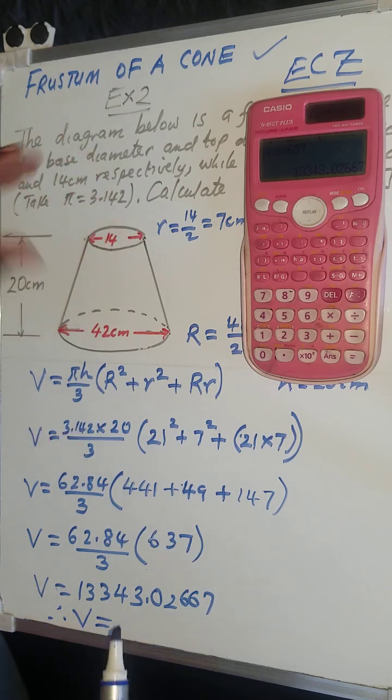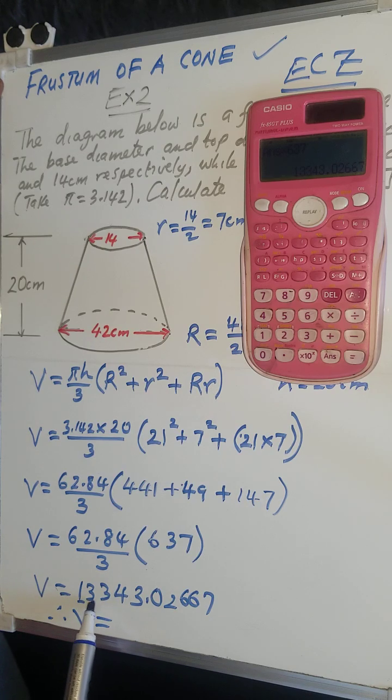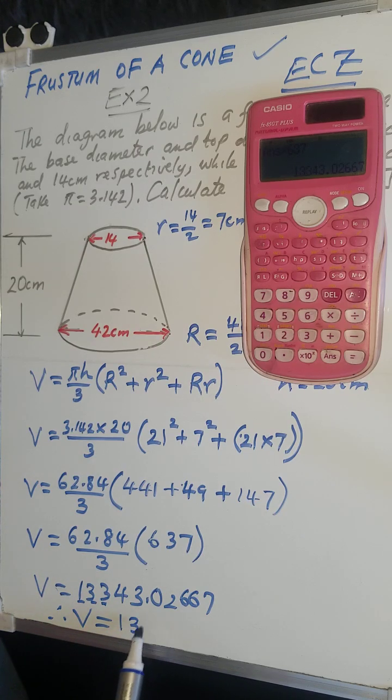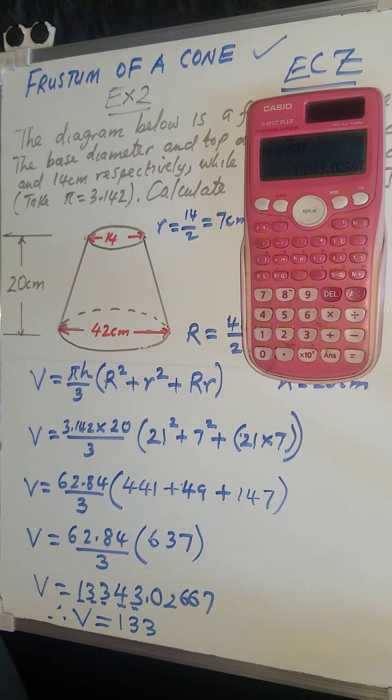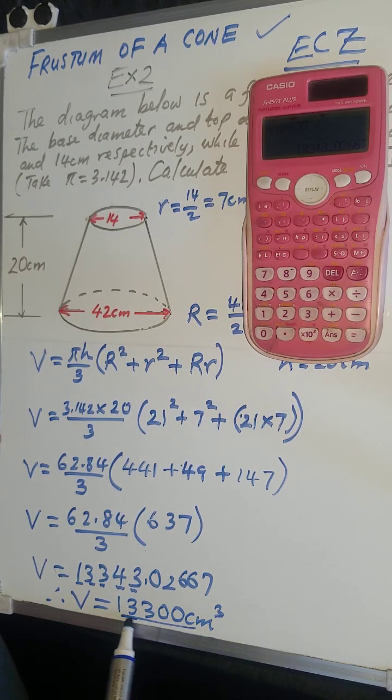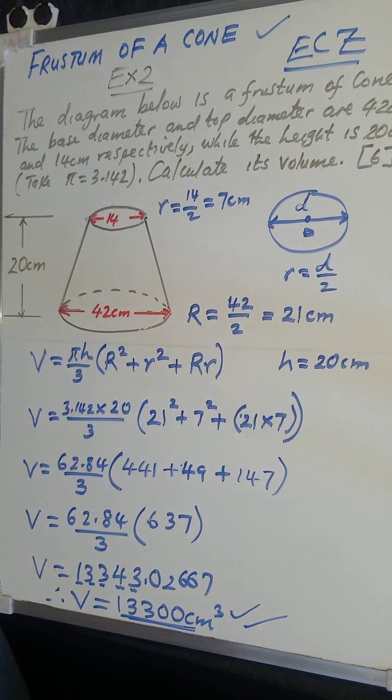Since if the question has not specified, they always tell us to leave to 3 significant figures. So to 3 you count 1, 2, 3. So you are ending here. So look at the number in front. In this case the number that follows it is actually less than 5. Therefore this will maintain. So it will be 133. But remember, I told you before the decimal point you put zeros to maintain the place value. So that is going to be 0, 0, and this is going to be in cubic centimeters. So that is the way you can simply find the volume of a frustum of a cone.